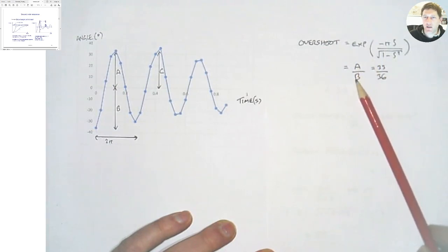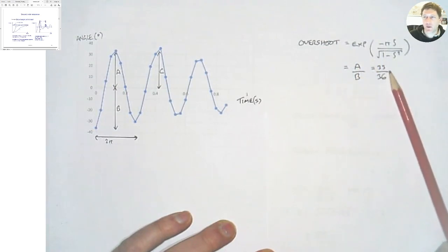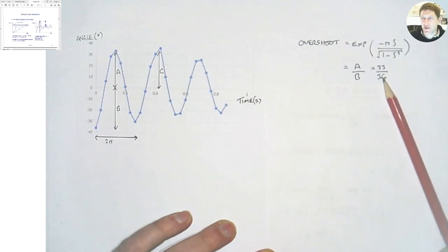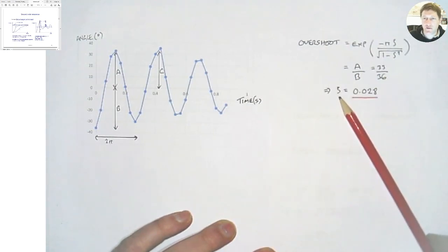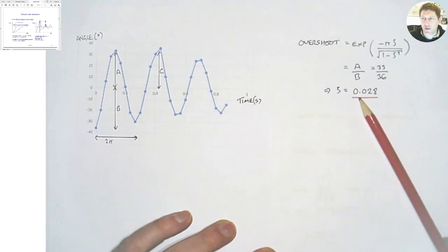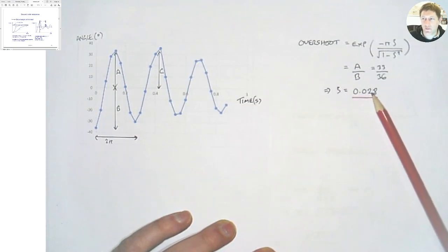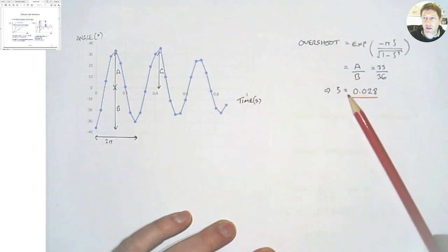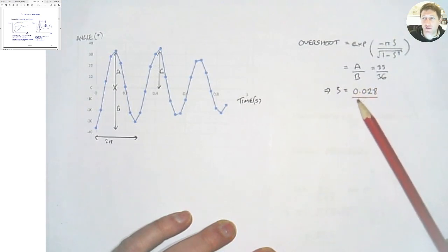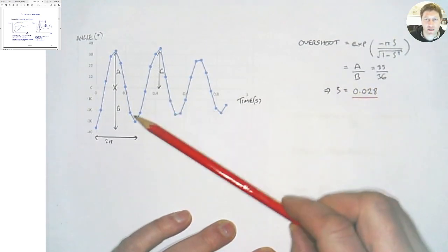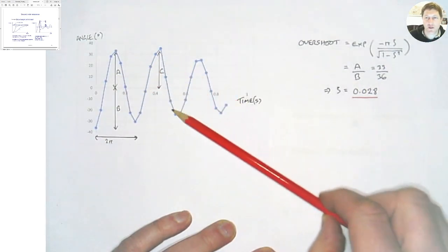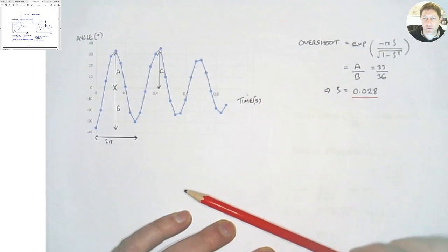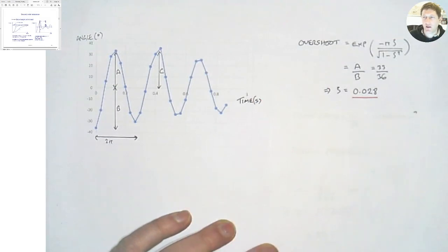We can measure A and we can measure B from the response. A is about 33 degrees, B was about 36 degrees. And so we can use that to find what the damping factor is. Damping factor was equal to 0.028. So that corresponds to less than 1, and so that's an underdamped system. And of course that makes sense. Underdamped, this has a significant second order oscillatory response to the perturbation. So we'd expect a low number for that.